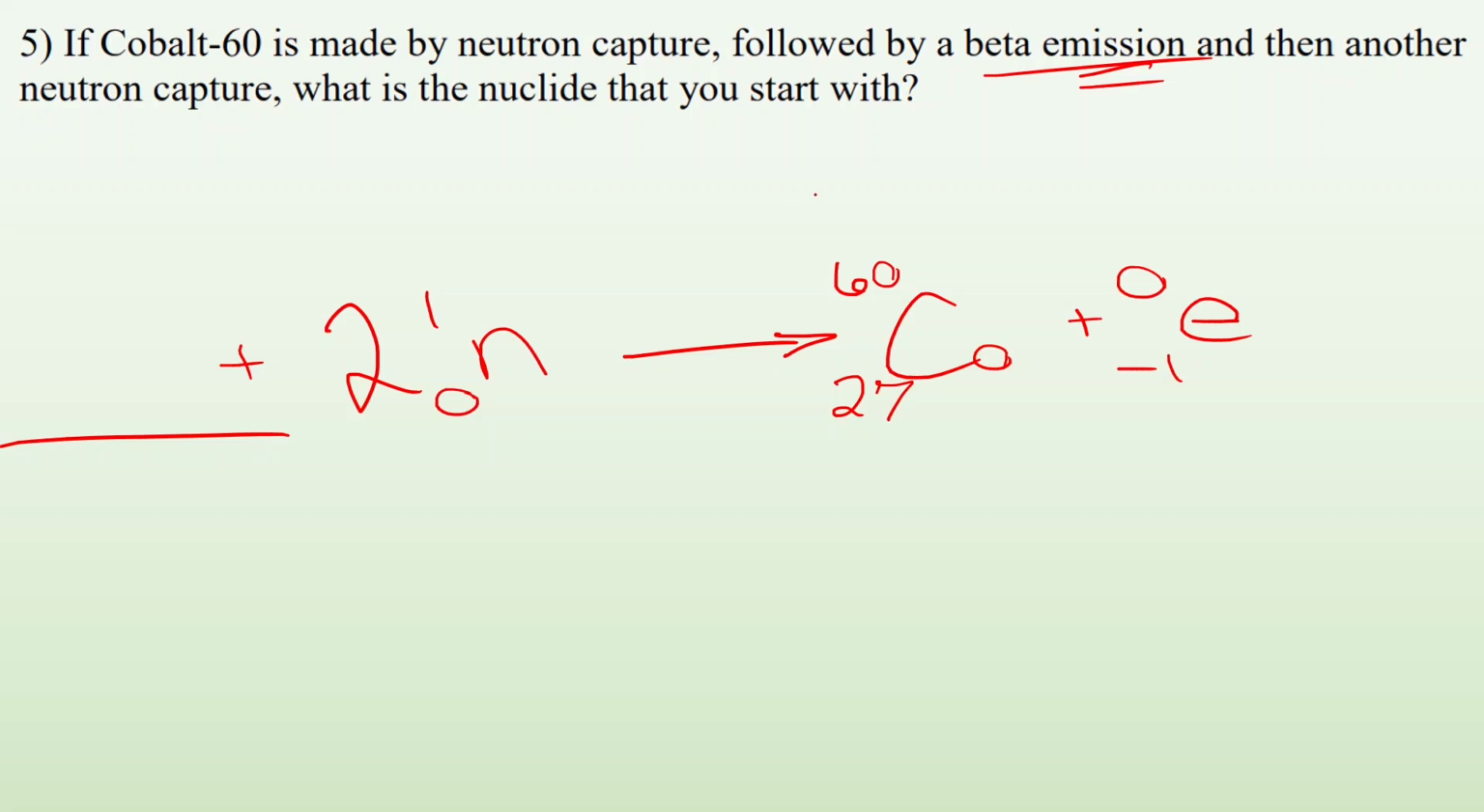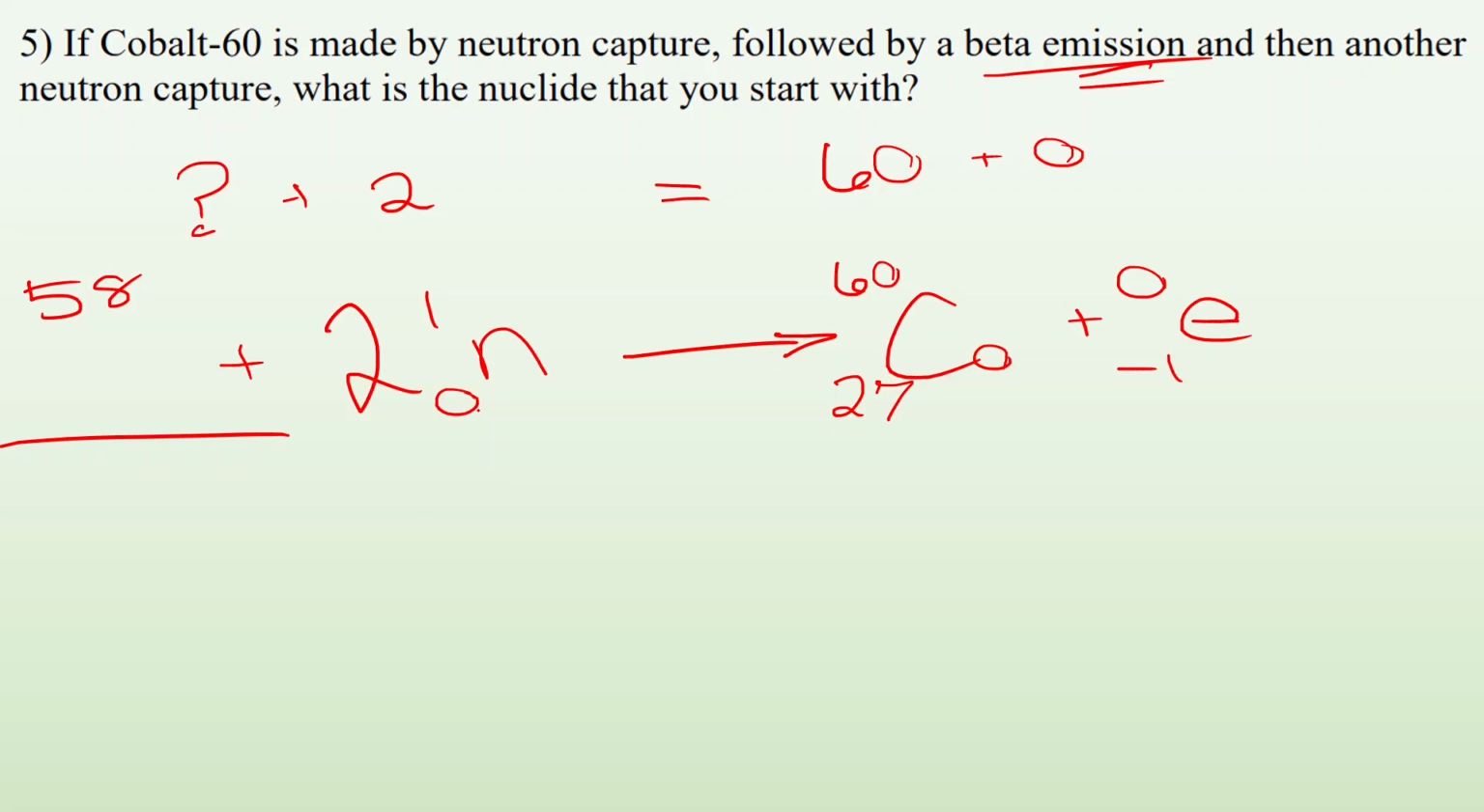Same process that we've been doing. Right now, I have some number on the left plus 2 times 1, so I have a mass of 2 and some number, which has to equal 60 plus 0 on the right. What's that some number got to be? It's got to be 58.